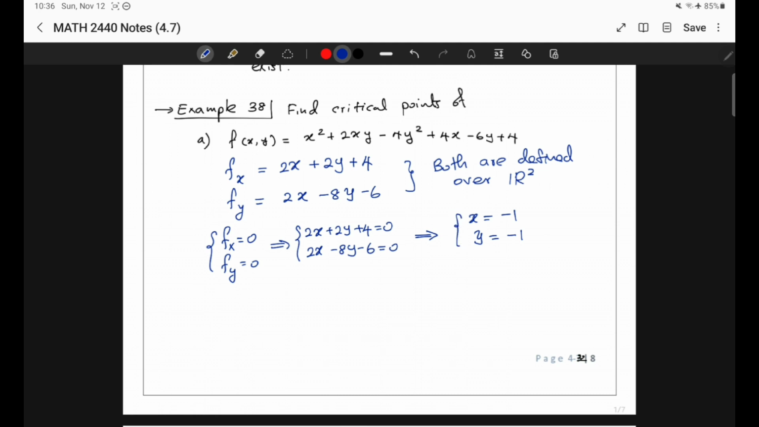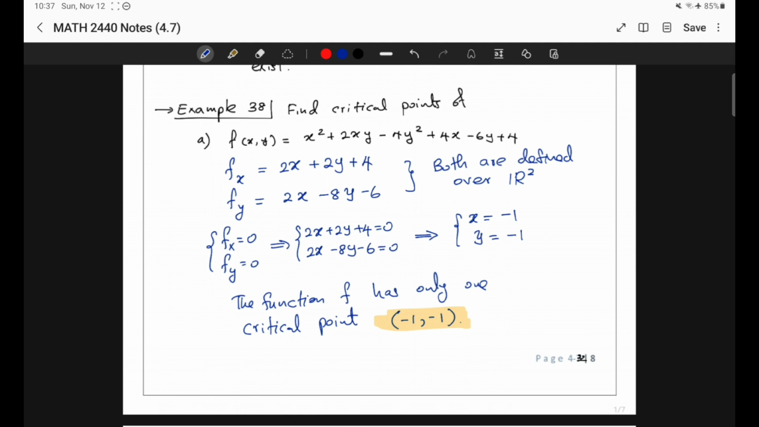Okay, now that means we only have one critical point. So this is the unique critical point. The function has only one critical point, which is (-1, -1). Okay, so that's the way to find critical points.